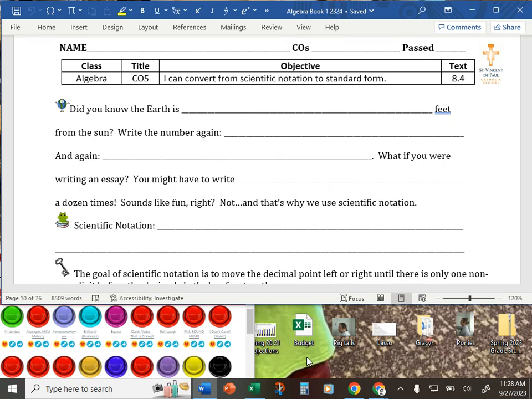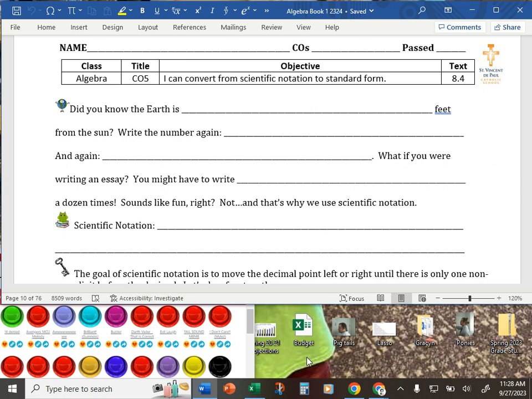Algebra, we are moving on to CO5. Something new: scientific notation. You may have heard it before. You've probably seen it when using a calculator for very large or very small values. I think you should learn this in science class, but for whatever reason, it's in my standards.